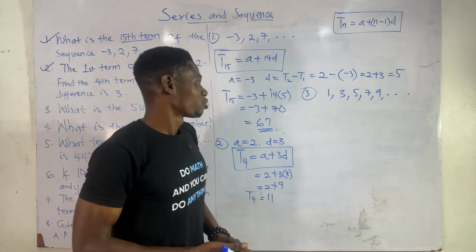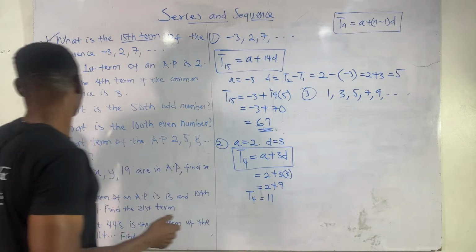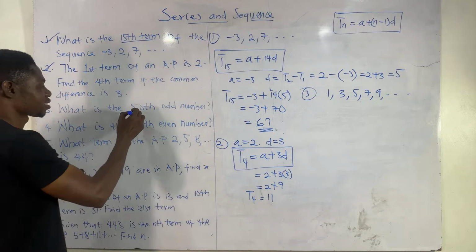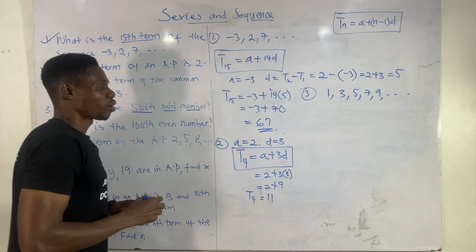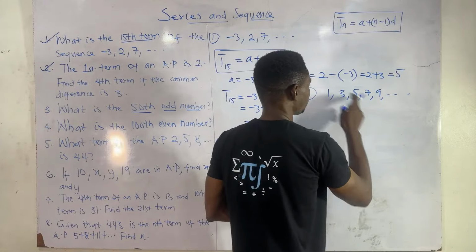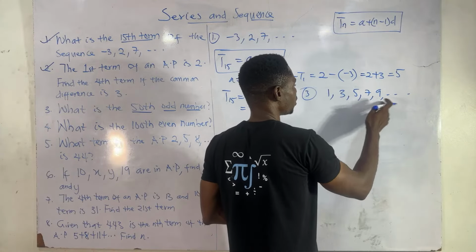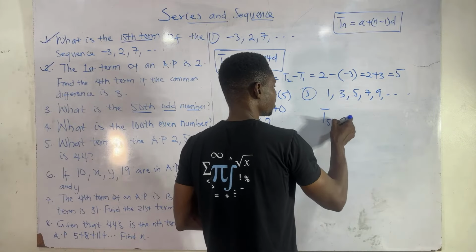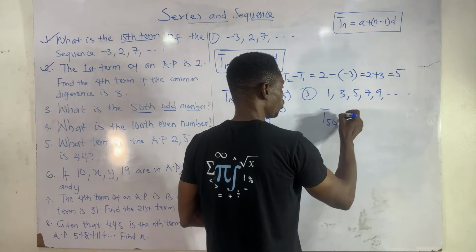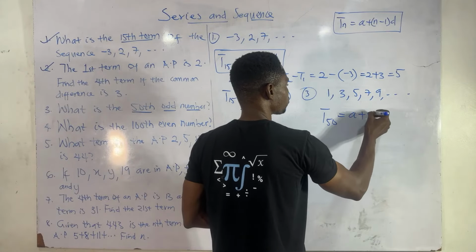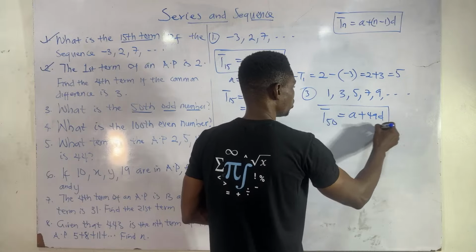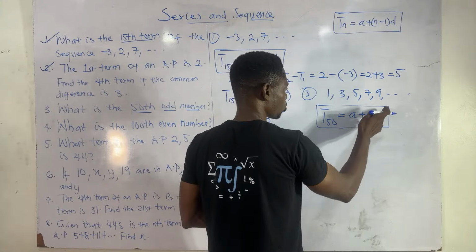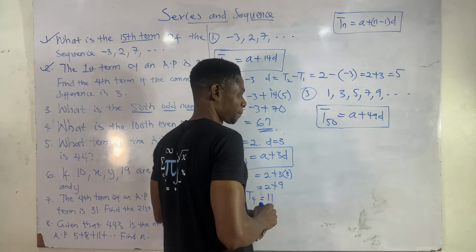Okay, so we're looking at number 3. The question says, what is the 50th odd number? The 50th odd number. So now I was giving you the list of odd numbers. The first is 1, 3, 5, 7, 9, and so on. So we know the odd numbers, right? So the number 50, that's T50, will be same thing, A plus 49D. So this should just be what you play around with. Once you're looking for T of a number, that number minus 1 times D plus A.